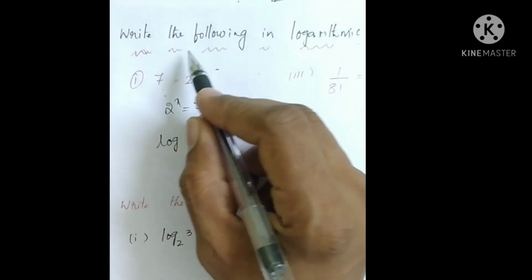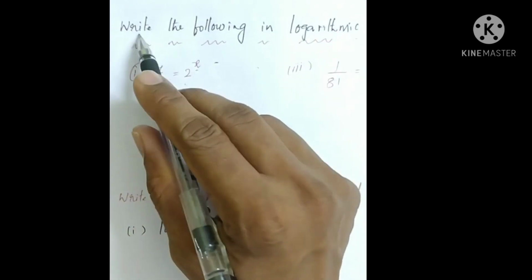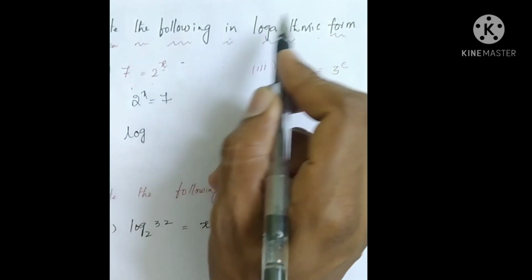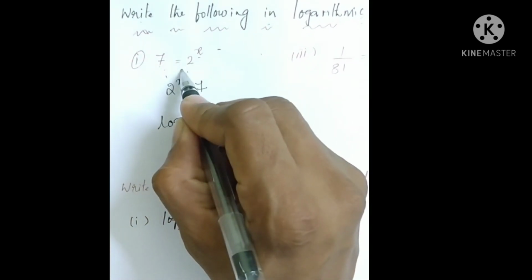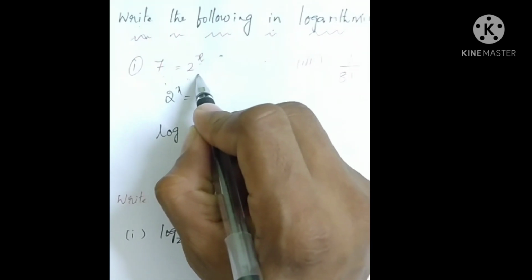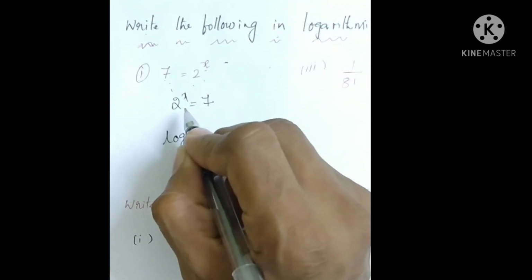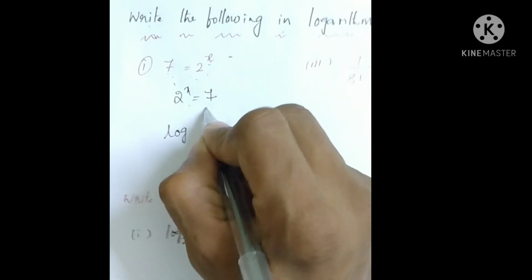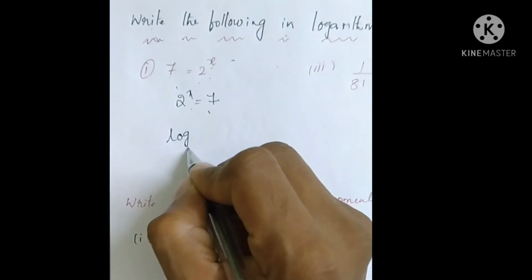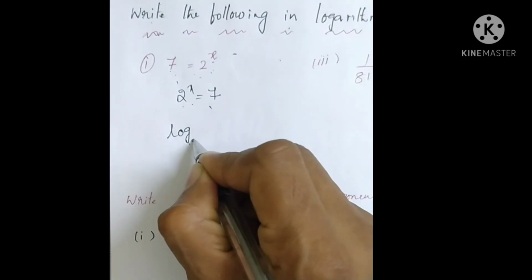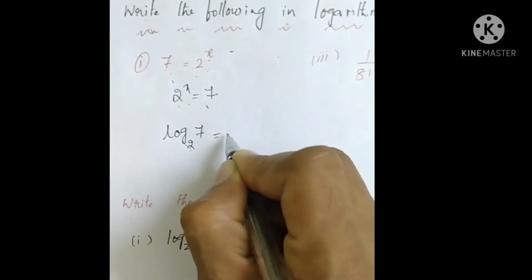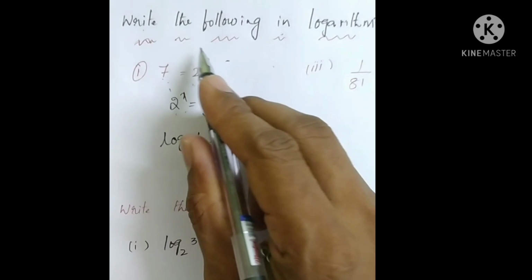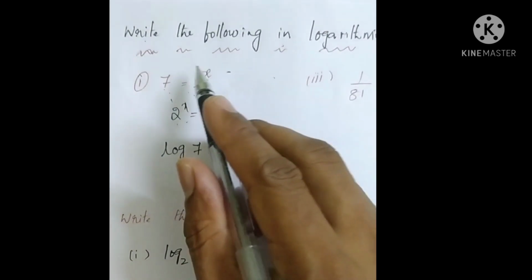So this is our first question from Do This. Write the following in logarithmic form. The first question: 7 is equal to 2 power x. So 2 power x is equal to 7. Let's take log; here the base is 2. Log 7 base 2 is equal to x. This is the logarithmic form of the exponent form.